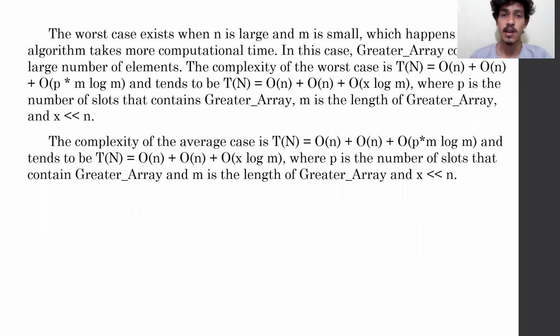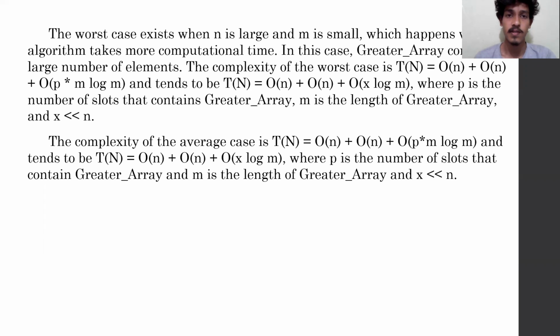The worst case exists when n is large and m is small, which happens when the algorithm takes more computational time. In this case, the greater array contains a large number of elements. The complexity of the worst case is T(n) equal to order of n plus order of n plus order of p times m log m, and tends to be T(n) equal to order of n plus order of n plus order of x log m, where p is the number of slots that contain greater array, m is the length of greater array, and x is very much less than n.